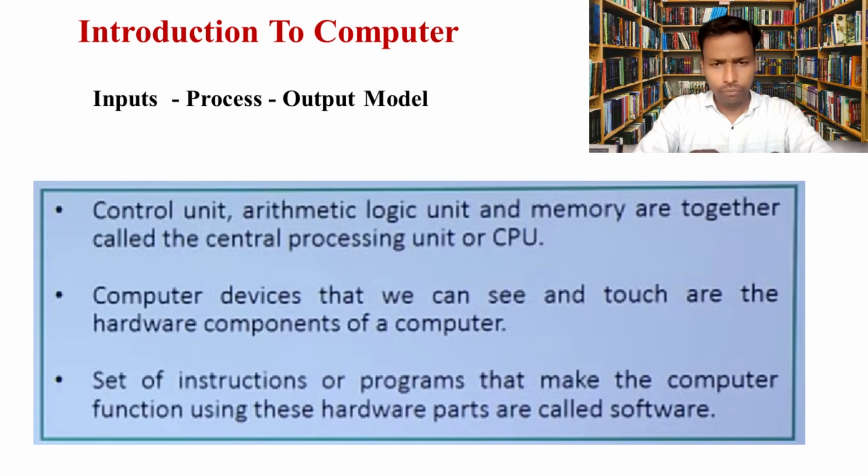Computer devices that we can touch and feel, like a keyboard, monitor, mouse, are called hardware components of the computer. Besides the hardware components, a computer also has software. What is software? A set of instructions or programs that make the computer run. The instructions that we give to the computer form the software of the computer.